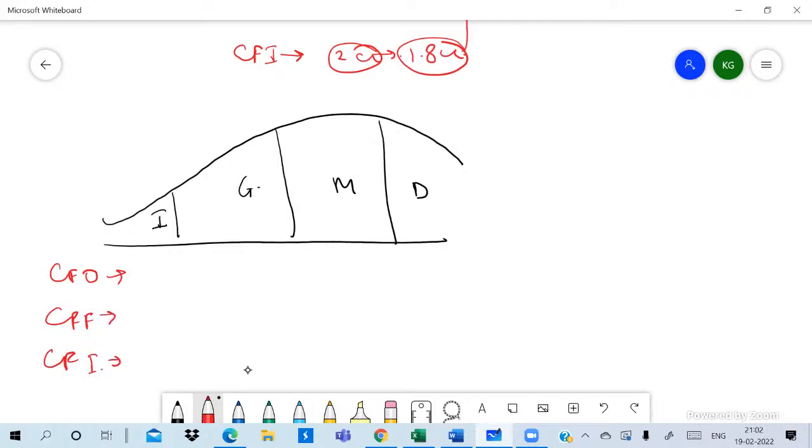Tell me what will happen at the introduction stage. At the introduction stage, will your cash from operations be positive, negative? What will happen to your cash flow from financing activities? Will they be positive, negative? And what will happen to your cash flow from investment activities? Will they be positive, negative? So if money is coming in, it's positive. Money is going out, it's negative. Okay, negative for operations. Cash flow from investments will be positive. Okay, let's look at it.